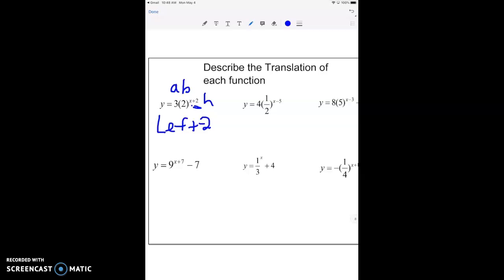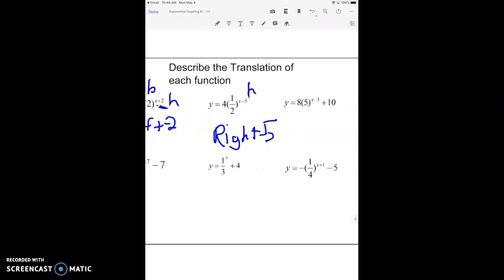Same thing over here. Again I see an a, a b, an x, and an h. So still no k, which means I'm only focused on whether I'm shifting left or right. In this case, I see -5. Remember, I'm going to do the opposite, so instead of left 5, I'm going to say right 5. Alright, I'm going to look at the next one.